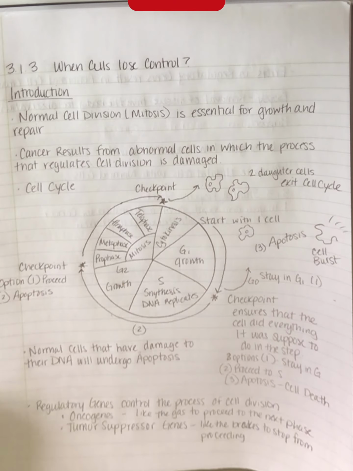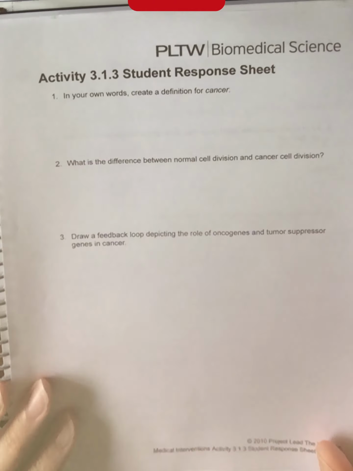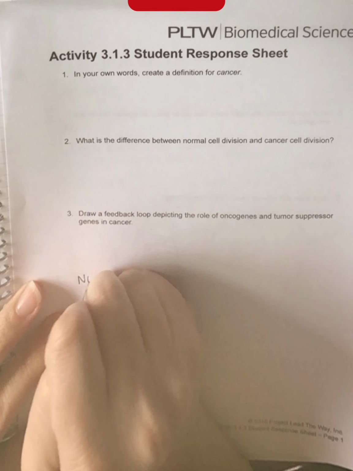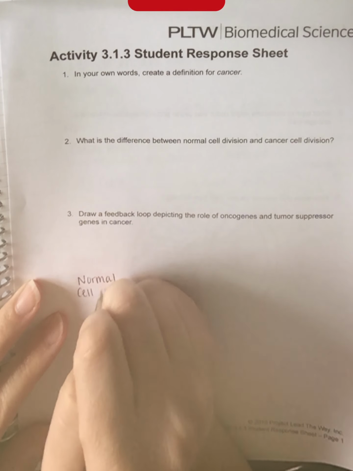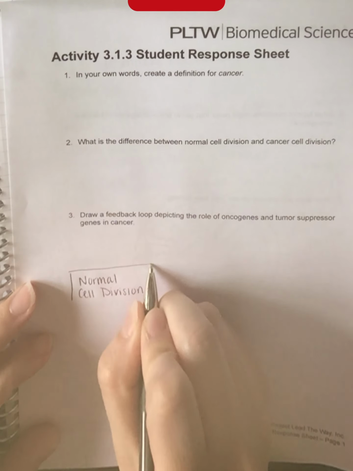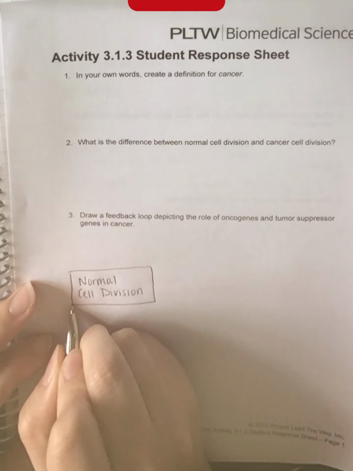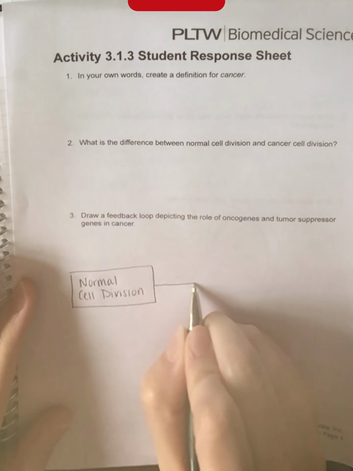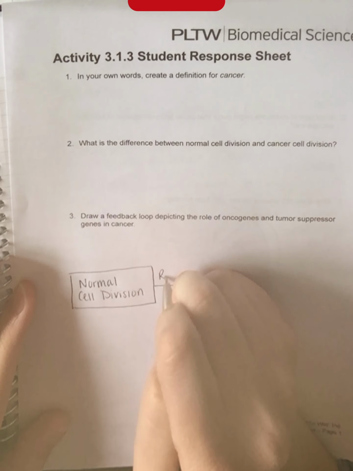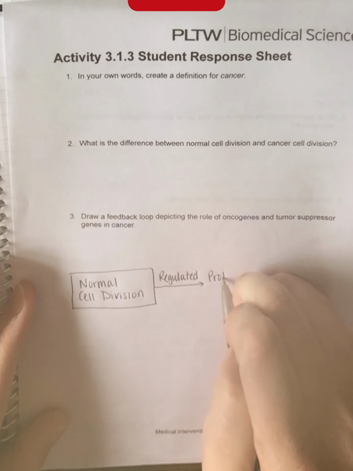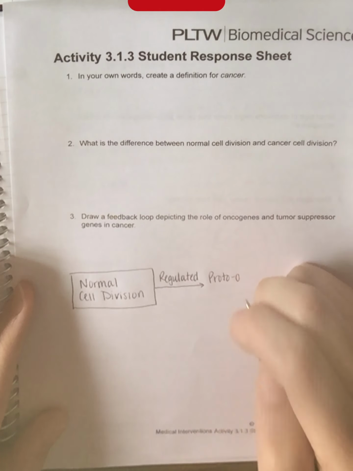So let's go back here to number 3 now. We're going to start off with what I call normal cell division. And that's what we want to have. So we want the cell cycle to happen normally without any problems. Now this is regulated or controlled by our proto-oncogenes.